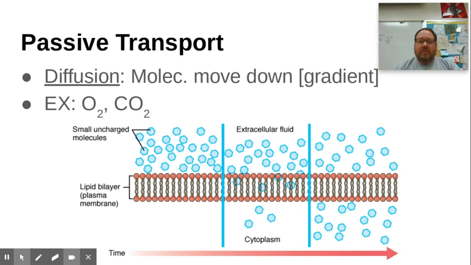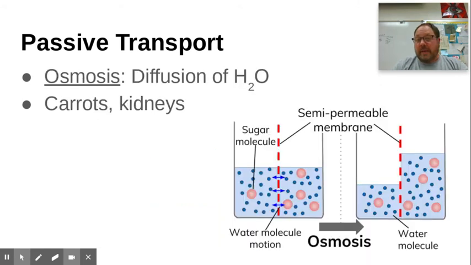So again, with diffusion, molecules are just spreading out down their concentration gradient. It's like baking cookies in the oven, and then those molecules are spread out around the kitchen or the house, and you can smell the cookies baking. Now, another type of passive transport, again, doesn't require any ATP, is osmosis. Osmosis focuses on what happens with water. Since water is really key to life, osmosis allows us to track what happens with water.